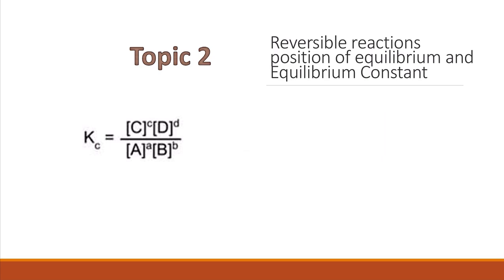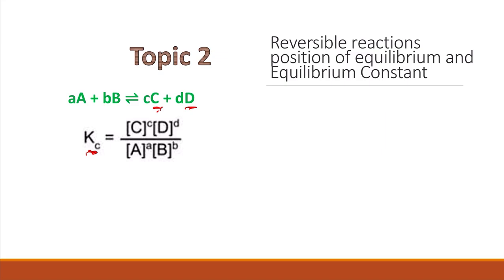The second topic, which is very common and I expect it to be in your exam as well, is reversible reactions, position of equilibrium and the equilibrium constant. Remember that this is a reversible reaction, and the equilibrium constant is always calculated as the product of the concentrations of your products, each of them raised to the power of their moles. You could have more than two products, so it depends on how many products you have, whether it's 1, 2, 3, or whatever, it doesn't matter.